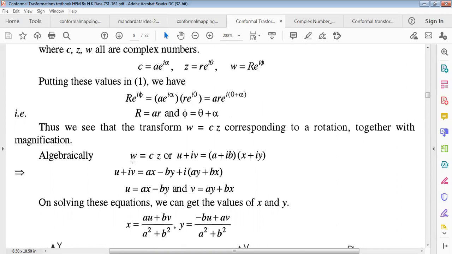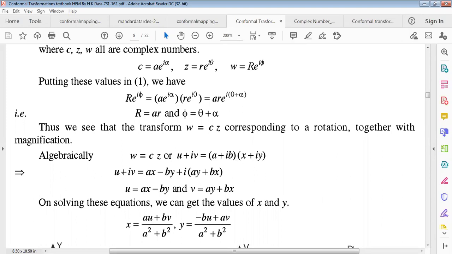So algebraically, W equals CZ, and W equals u plus iv in the W plane, and Z can be written as x plus iy. C is also a complex number, a plus ib. Now u plus iv can be written by just multiplication: (ax minus by) plus i(ay plus bx), where i squared equals minus 1, so i squared into by means only minus by.